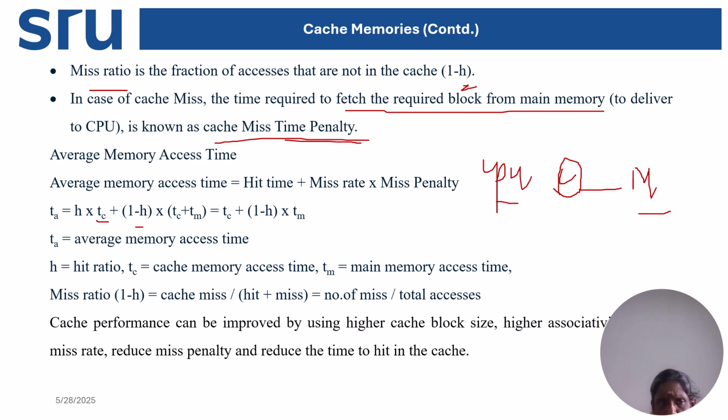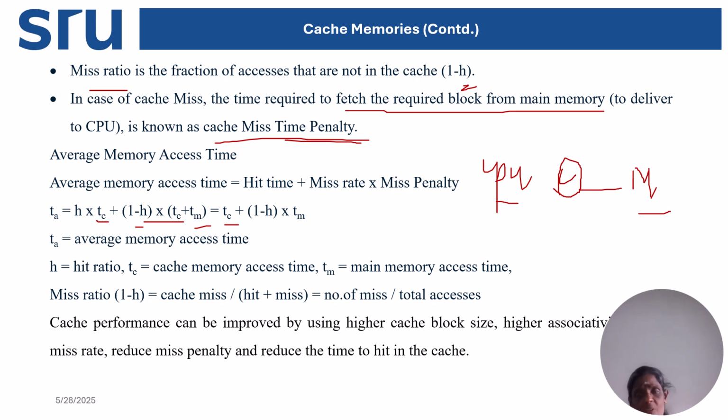Here, H into TC is equal to HTC. Therefore, 1 into TC is present. That is why TC plus the remaining thing, 1 minus H, into TM. TC we have already done. And then miss ratio, 1 minus H, it is equal to.